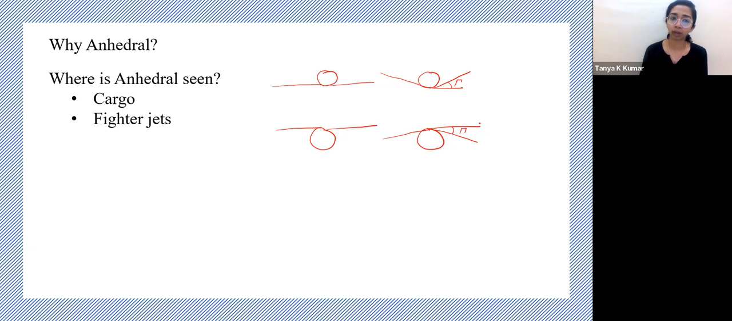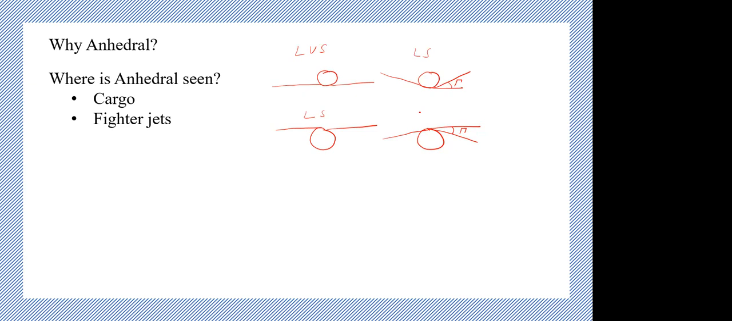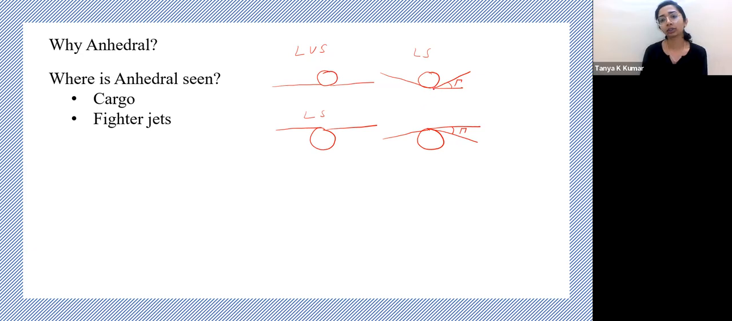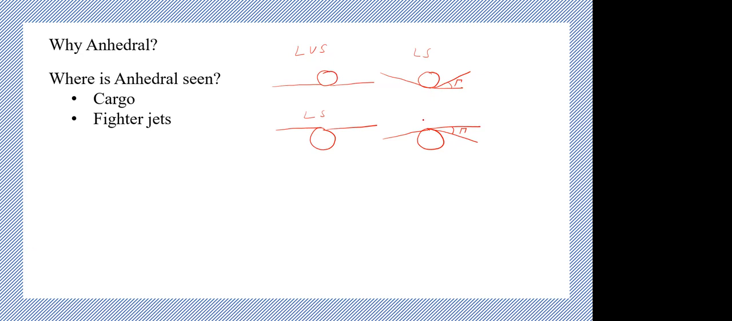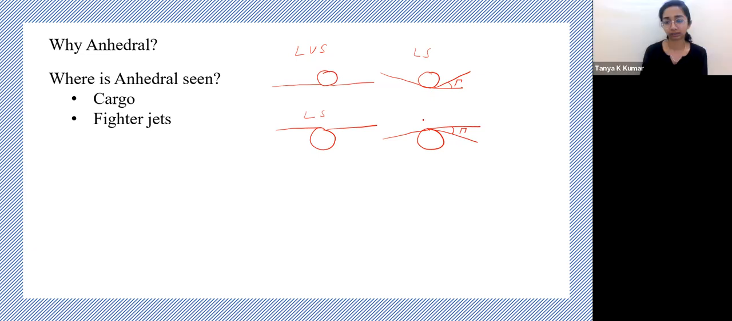So can someone try to tell me why this anhedral is there? Just try to reason, right? This is laterally unstable. This is laterally stable. This is laterally stable. What would this be? They're introduced for more longitudinal stability. Okay, we introduced a dihedral for longitudinal stability. What about anhedral, is it also for stability? Yeah, can be. Okay. So it is actually the reverse.